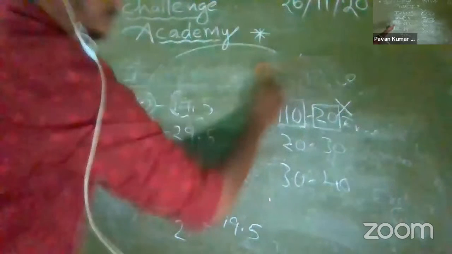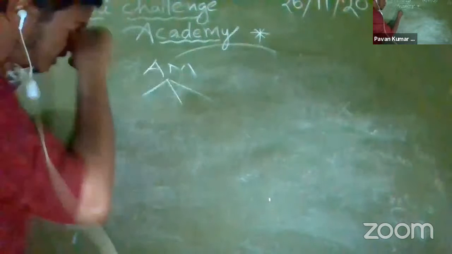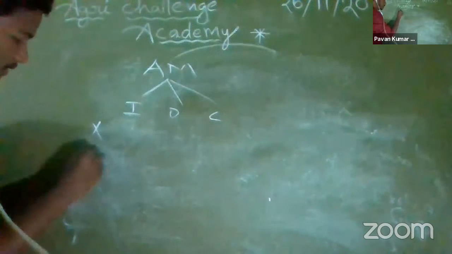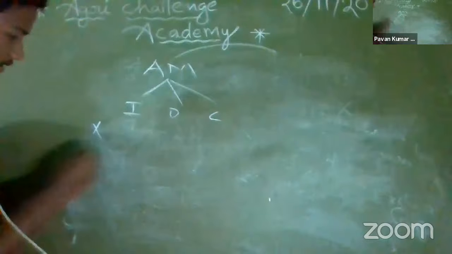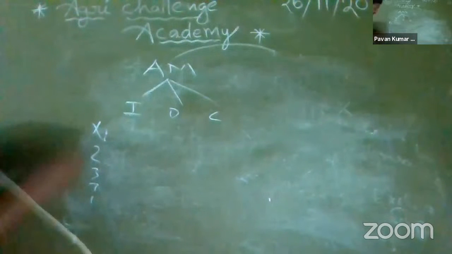Now, arithmetic mean: we can calculate it for three types of data: individual, discrete, and continuous. For individual data, the observations are xi, the ith observation, suppose 2, 3, 7, 1. The mean x bar equals the summation of xi divided by n, where n is the number of observations. This is summation of xi by n, x bar.